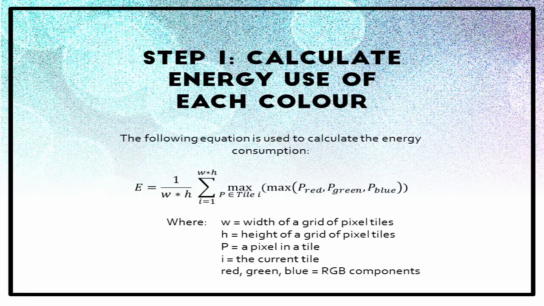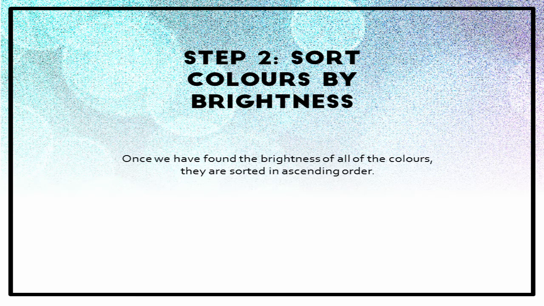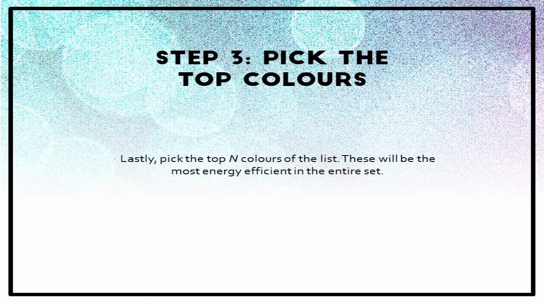average. Once we have found the brightness value of a given color, we can sort the color set by brightness in ascending order. Finally, the first N colors are picked from the top of the list. This technique works the best for designs that can handle a discrete set of colors.